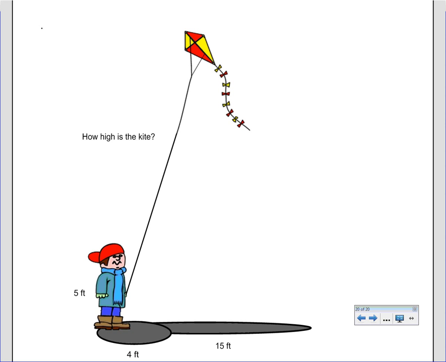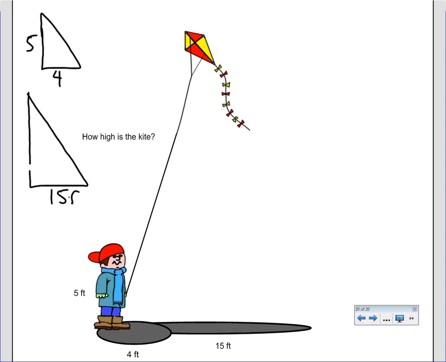Okay, so in this situation, we basically have 2 different triangles. We've got the 5 by 4, 5 foot by 4 foot, and we've got the bigger dude, 15. Oh, I'm sorry, 15 is on the wrong side there. 15 is on the base here. 15 feet by, we don't know. That's what we're trying to find out. So 5 feet by 4 feet, x by 15 feet.